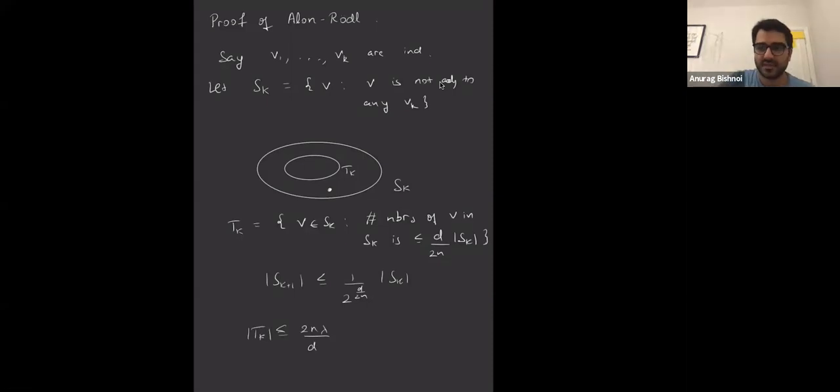So if you're picking from tk, then you have only these many choices. If you're picking from outside, you have more choices, but you can't do that many times. And so if you just count and estimate nicely, you get the lemma. That's all there is to the lemma. It's a very simple but clever argument.